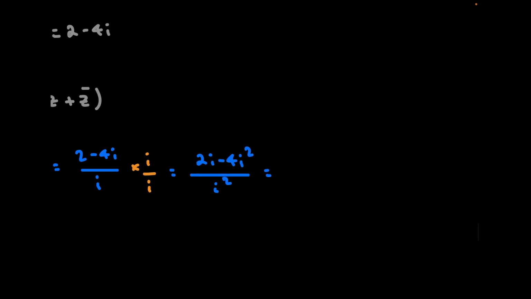And if we wanted to expand or simplify this, on the numerator we get i squared is minus 1. So minus 4 times minus 1 is just plus 4. So 2i plus 4, or just 4 plus 2i, all over i squared, which is negative 1. So this is the same thing as negative 4 take 2i.